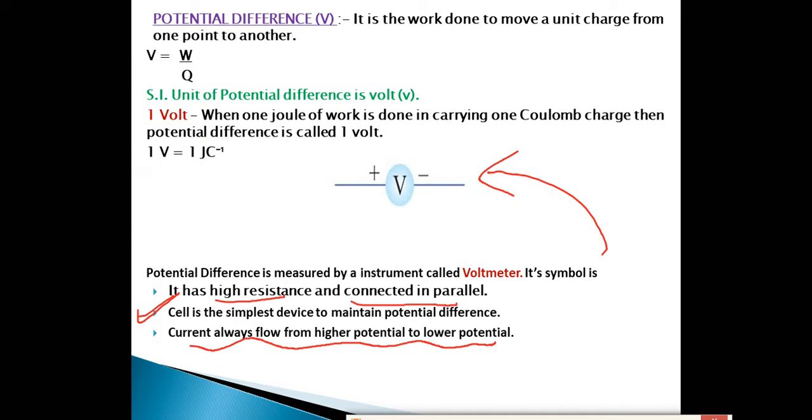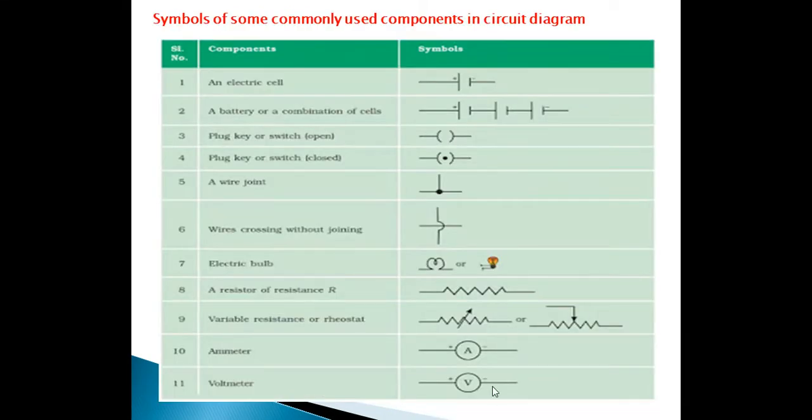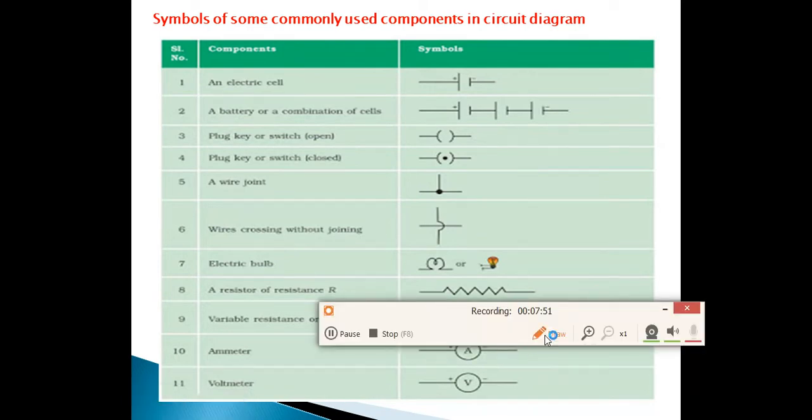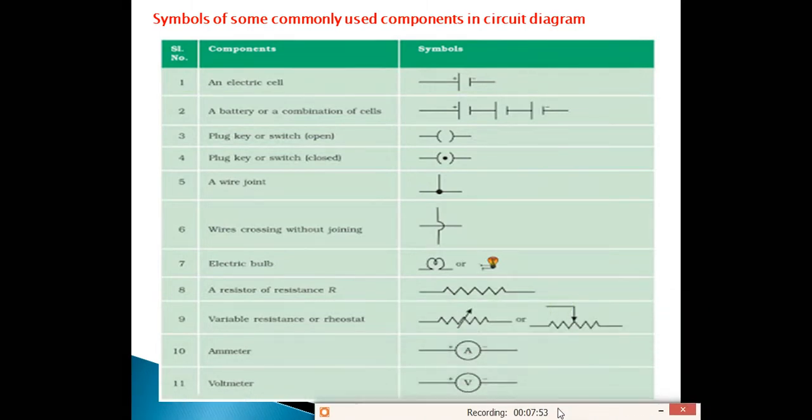Now let's learn about some of the symbols of commonly used components in a circuit diagram. A question can come: draw the symbol of an electric cell, draw the symbol of an ammeter, draw the symbol of a voltmeter, or it can come in the form of an MCQ also. They will give you the symbol and you have to answer which component in the circuit diagram this symbol represents. So for a cell we use this symbol, a minus sign and a plus sign in this one. Combination of cells, what do we call?